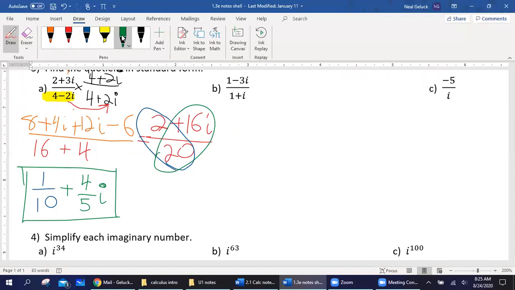Similar logic on letter B. If I'm dividing by a complex number, something that's got i in it, that really amounts to multiplying by the conjugate of the denominator. So that's going to be 1 minus i.